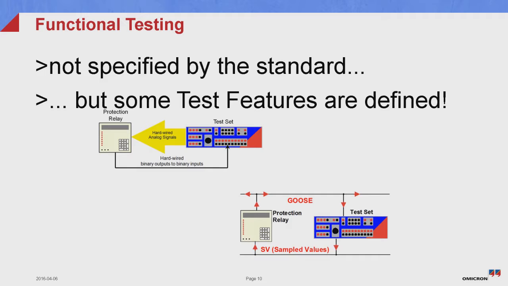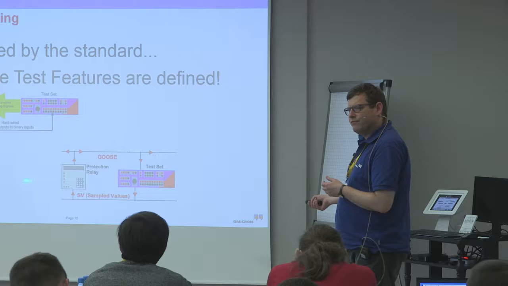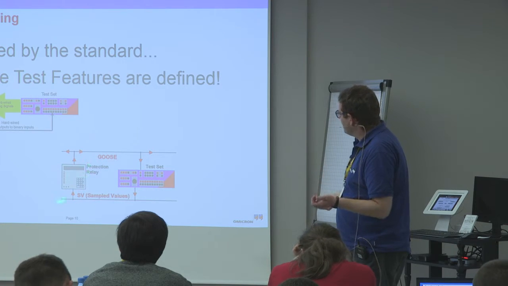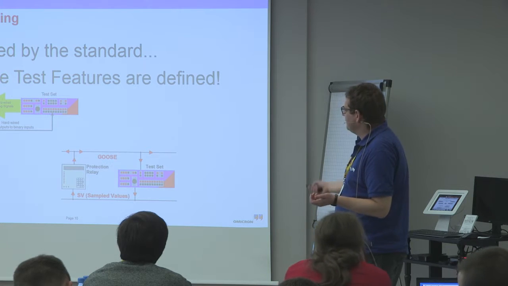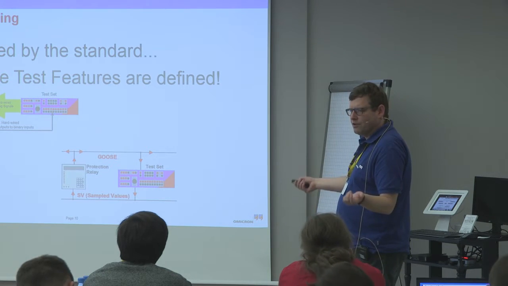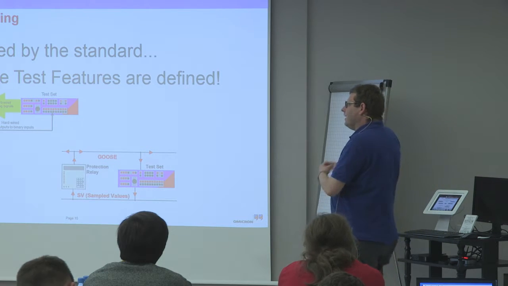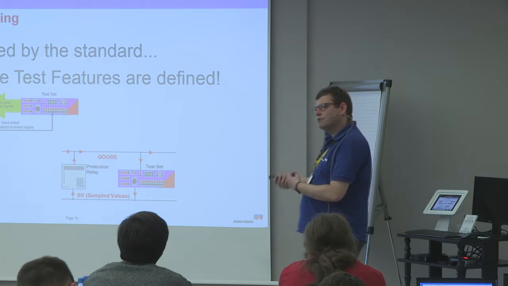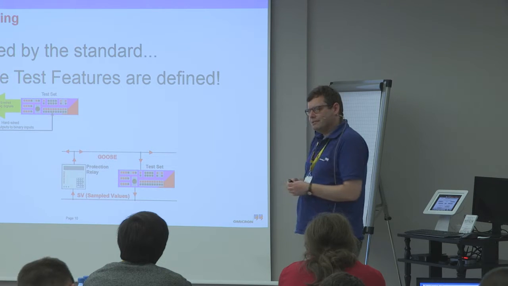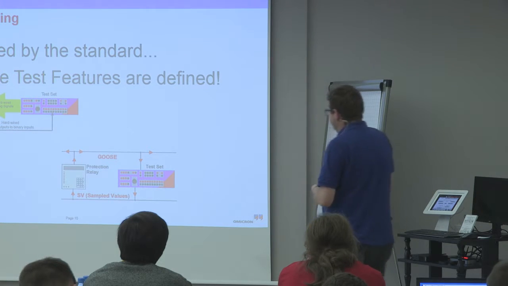I told you it starts with the story: we are issuing sampled values, for instance, or conventional analogs, and I receive the GOOSE information. This is the same as we did it with the copper wire in the past. So it started, but now we have to discuss how this can be done with our IEC 61850 devices.